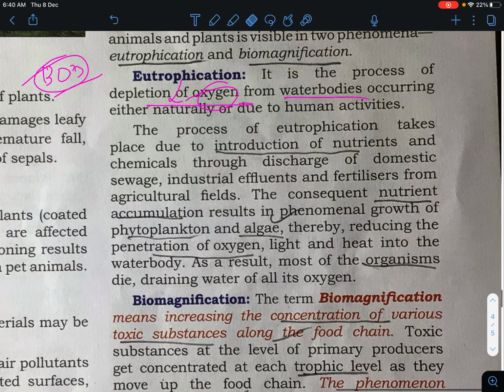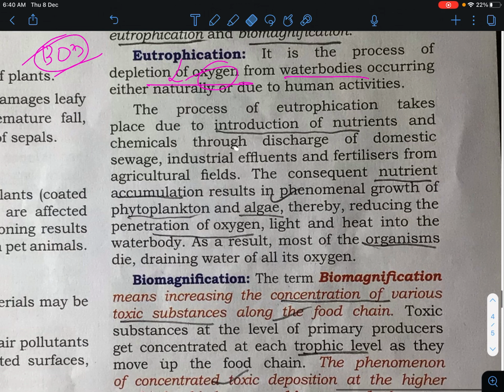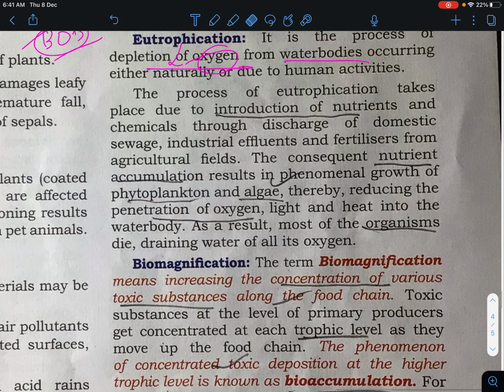The process of eutrophication takes place due to the introduction of nutrients and chemicals through the discharge of domestic sewage, industrial effluents, and fertilizer from the agriculture fields. These are the sources, and that is the process behind eutrophication. The first step is the introduction of the nutrients and the chemicals through the discharge of domestic sewage, industrial effluents, and fertilizers from the agriculture fields.